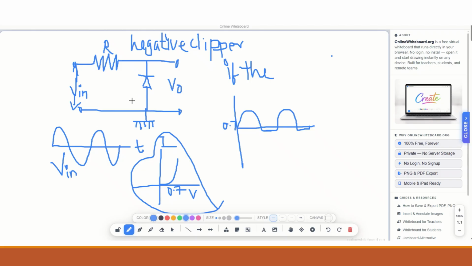Next, what will we add? The battery supply, that is the biased clipper. In the case of both positive and negative clippers, if you are adding a battery source, that type of clipper is called a biased clipper.